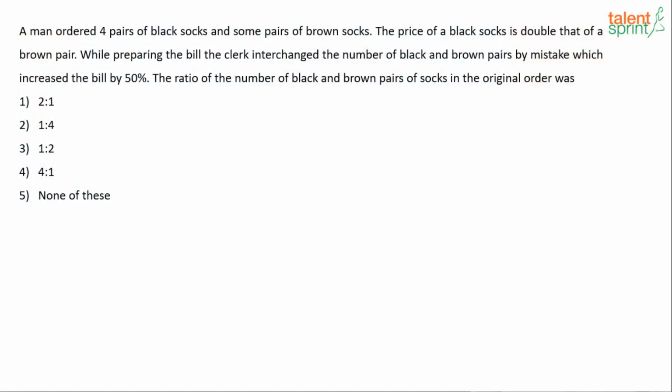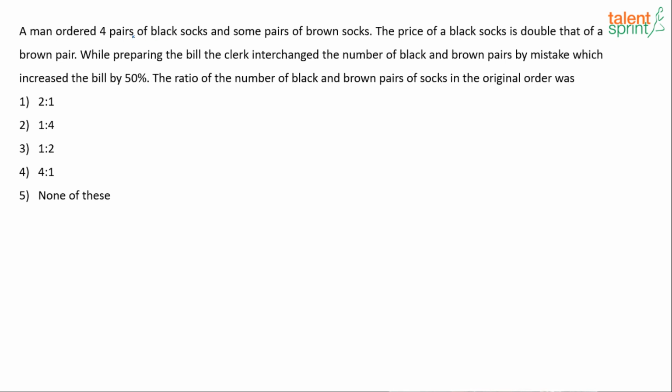Moving on, next question on your screens now. Try this. A man ordered 4 pairs of black socks and some pairs of brown socks. The price of black socks is double that of a brown pair. While preparing the bill, the clerk interchanged the number of black and brown pairs by mistake, which increased the bill by 50%. The ratio of number of black and brown pairs of socks in the original order was? Interesting question. Let's see how many of you get the answer.